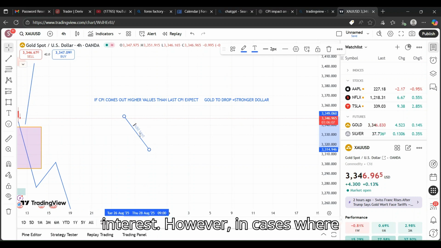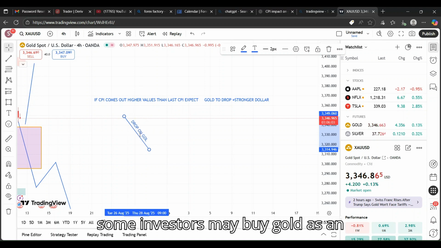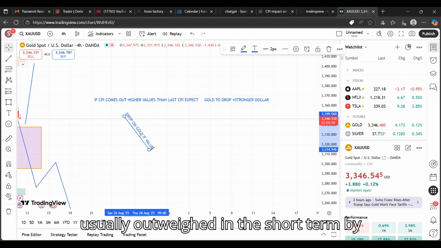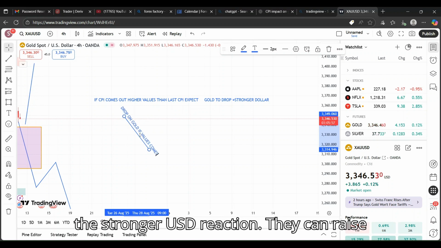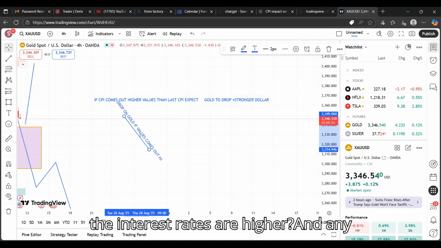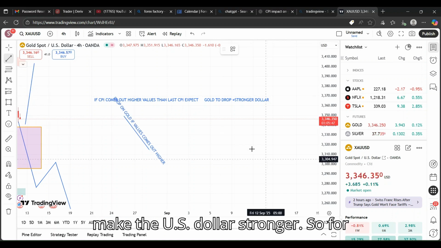However, in cases where inflation is much higher than expected, some investors may buy gold as an inflation hedge, but that effect is usually outweighed in the short term by the stronger USD reaction. They can raise the rates further. So what will happen if the interest rates are higher? Any higher interest rate expectations tend to make the US dollar stronger.